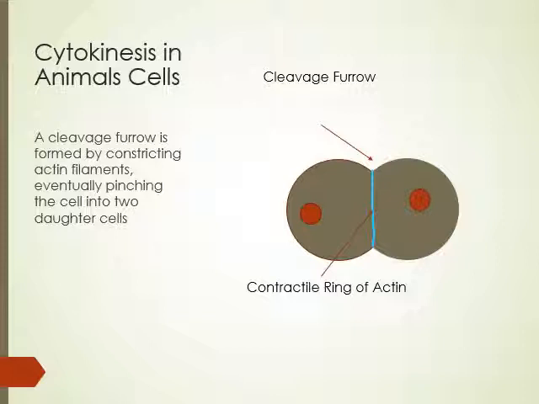In animal cells, a ring of actin filaments wraps around the whole cell. Now, what's actin good for? What does it cause? Actin causes actions, right? So what you have is a belt of actin. And as mitosis goes on, the belt gets tighter and tighter and tighter until eventually the two cells split apart.